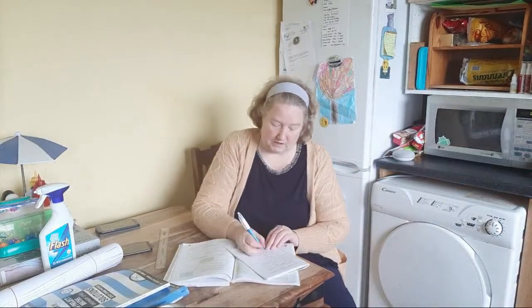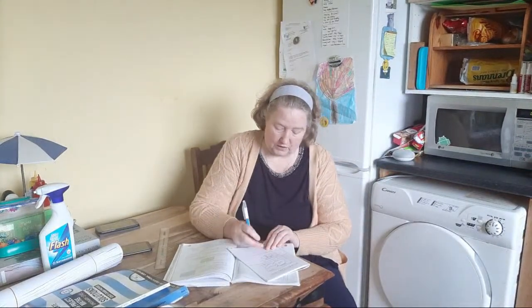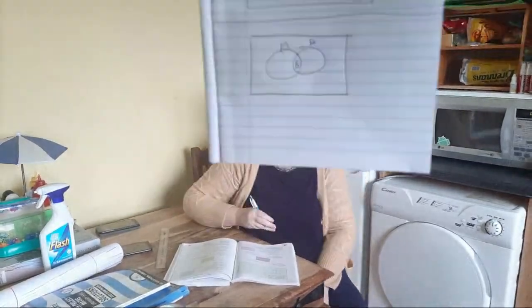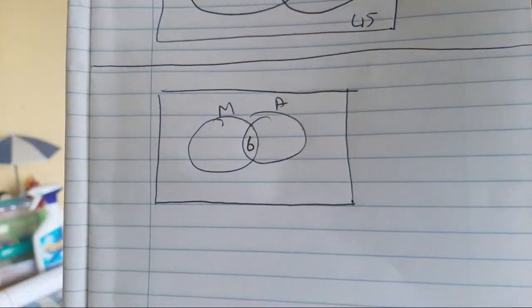6 play both music and art. So 6 are going to go into the middle part of your Venn diagram, right? So that's the people who do both music and art.